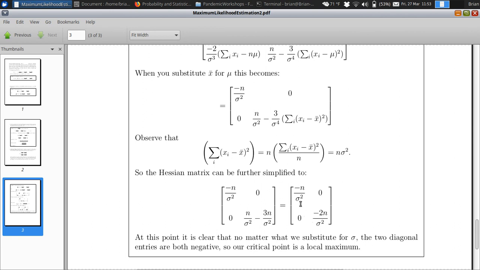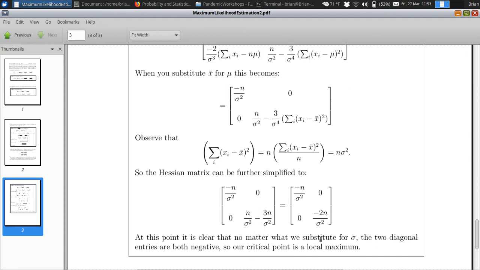Like I said, a little tedious, but we're done now because, hey, there's our Hessian matrix. No matter what sigma is, this formula is going to be a positive number when you square it. And so the whole thing here is 2 negative terms on the diagonal, 2 zeros on the off diagonal. So the eigenvalues are these two numbers, and they're both negative. So this really is a local maximum according to the second derivative test.